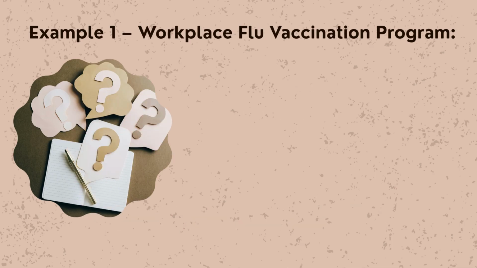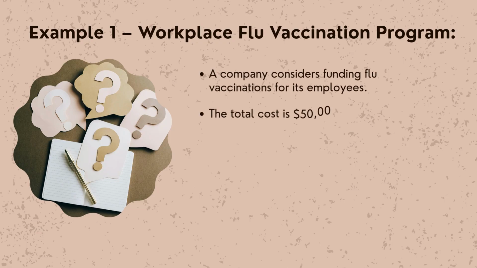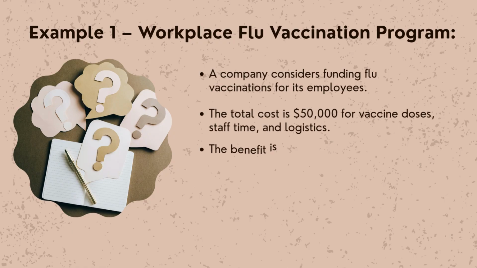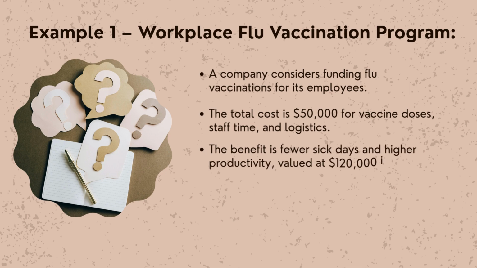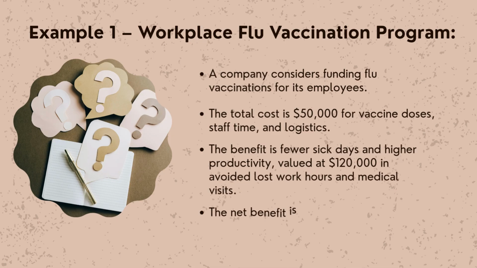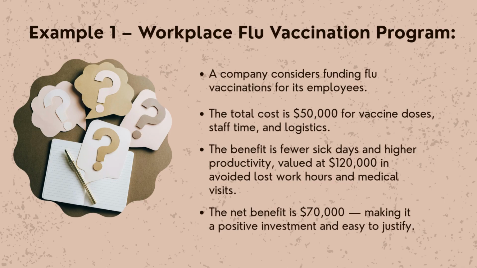Example 1. Workplace flu vaccination program. A company considers funding flu vaccinations for its employees. The total cost is $50,000 for vaccine doses, staff time, and logistics. The benefit is fewer sick days and higher productivity, valued at $120,000 in avoided lost work hours and medical visits. The net benefit is $70,000, making it a positive investment and easy to justify.